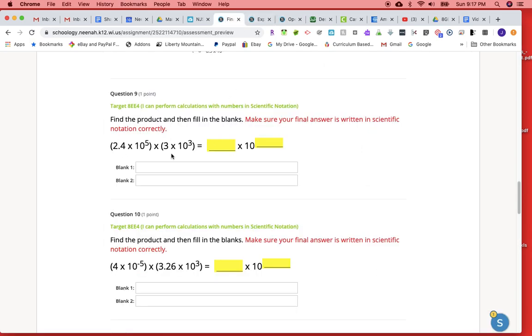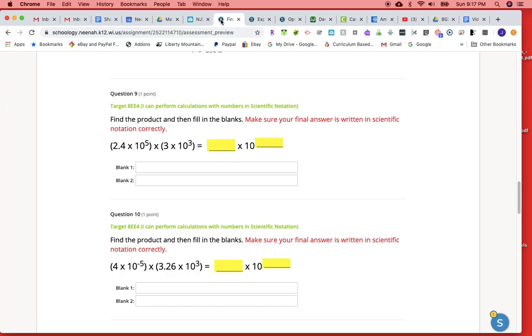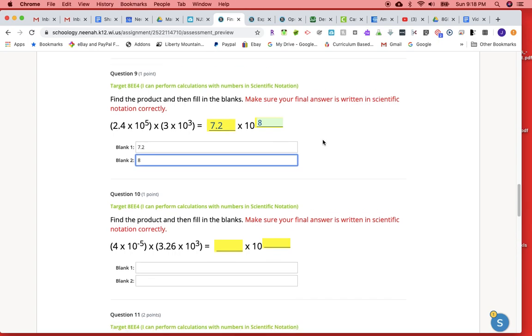So we're going to multiply 3 times 2.4. If you want to do that in Desmos, 3 times 2.4 is 7.2. So we're going to write 7.2. Then we're going to add our exponents. 5 plus 3 is 8. So our blank down here would be 8. So 7.2 times 10 to the 8th is in proper form, so we don't need to do anything else.